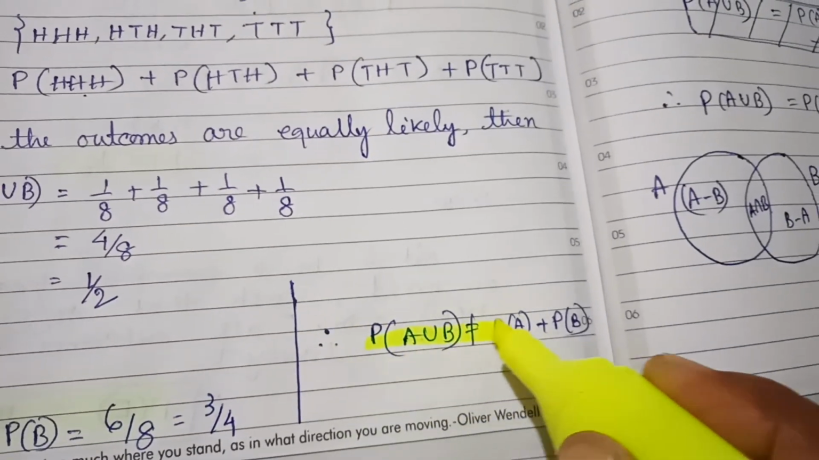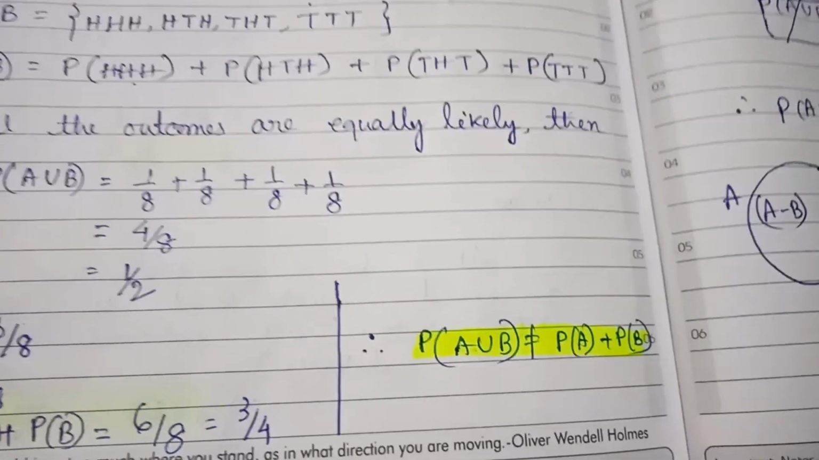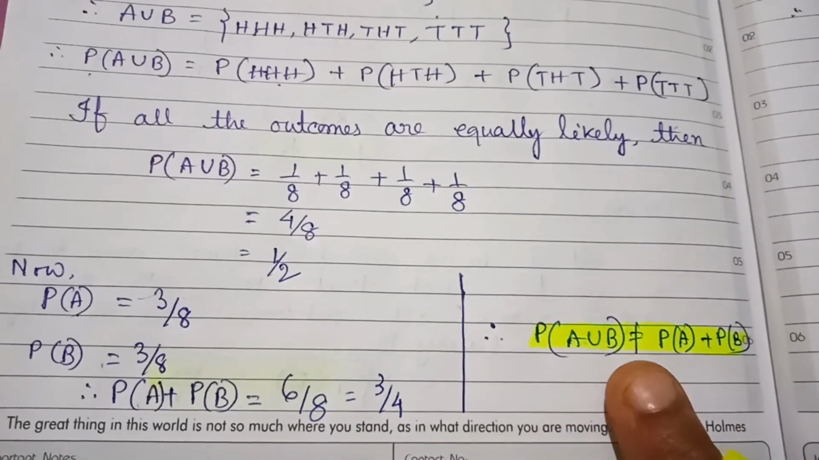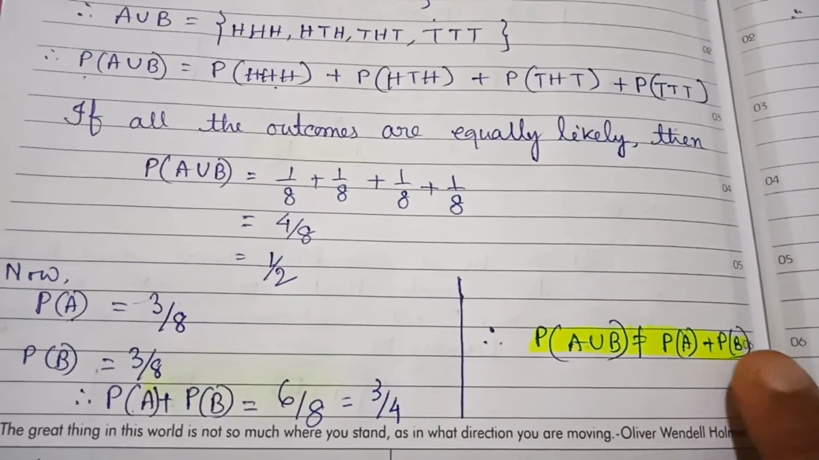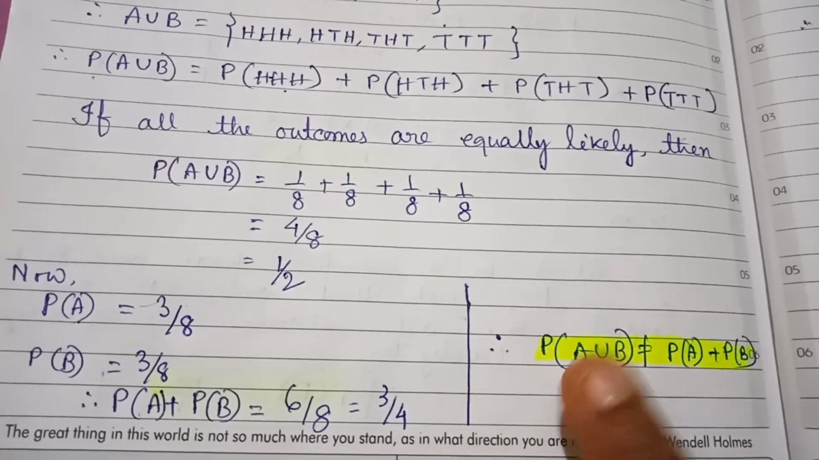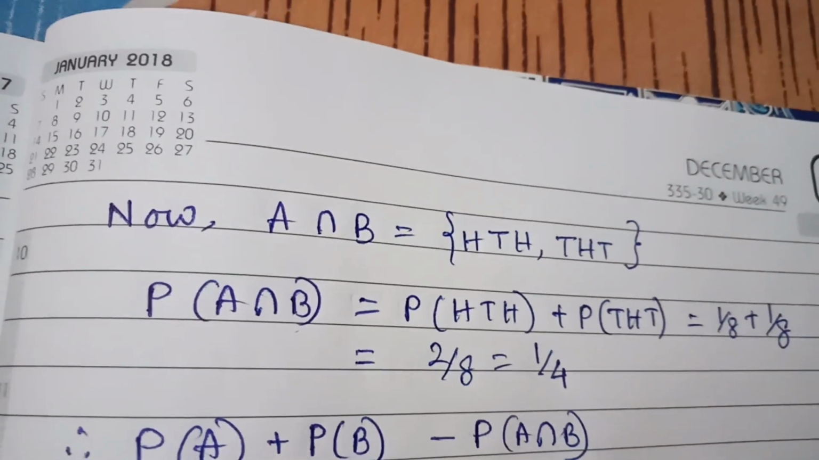So we are just highlighting it so that you can understand its importance. P of A union B is not equal to P of A plus P of B. So what will be its value? We have to find it out. Okay.